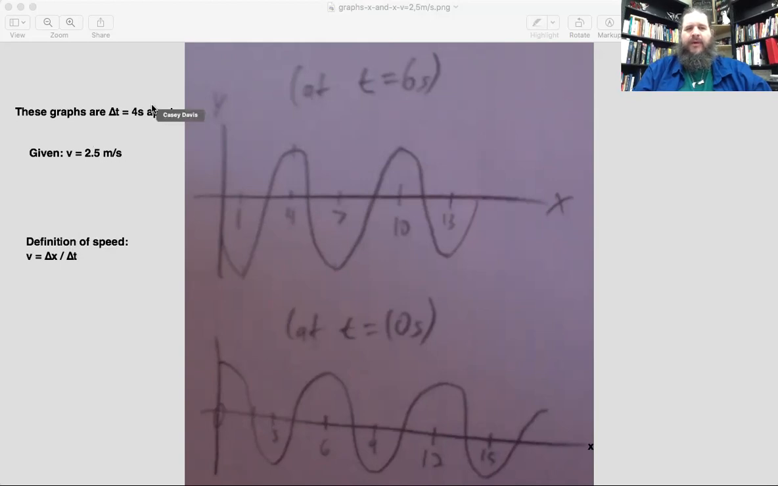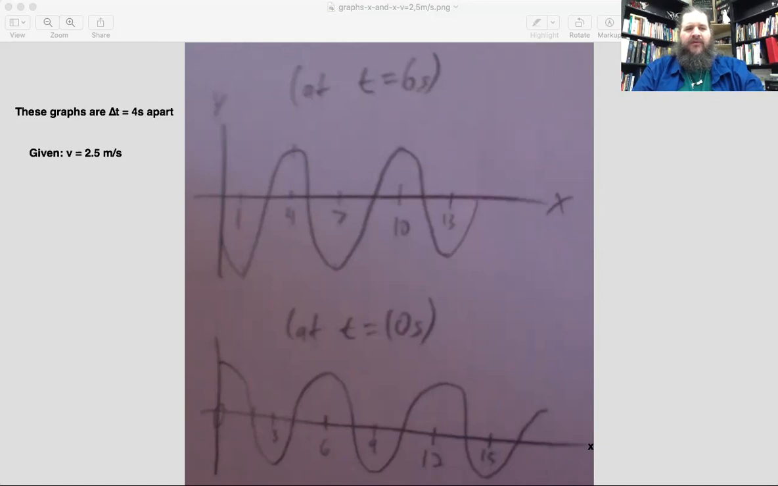We know the speed. We know how much time passes between these two pictures, these two snapshots. So what should we be able to solve for? If we know speed and how much time passes, what's the only unknown then? Delta x. In other words, how far the wave travels. Multiplied by delta t, we get the distance traveled by the wave during that amount of time: speed times the amount of time.